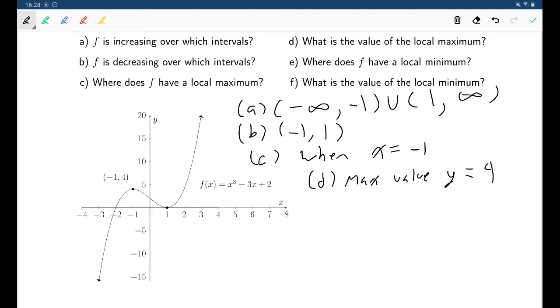So for C, where is the local maximum? It happens when x is equal to -1. What is that local maximum value? It's 4. Local minimum, where does that happen? It happens when x is equal to 0. When x is equal to 1. And what is that minimum value? The minimum value is 0.